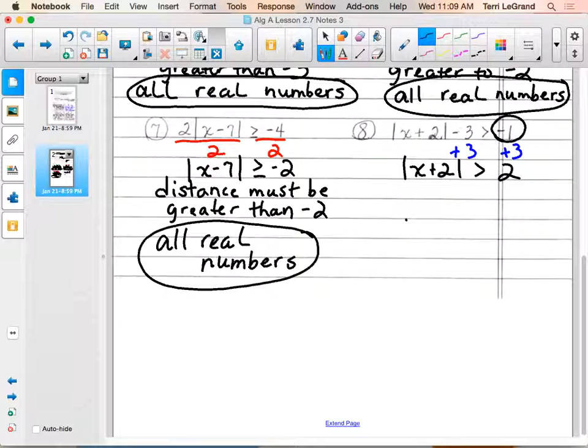This is an OR one, isn't it? Yes. X is less than -2. Those are all the numbers that have a distance of more than 2 units going that direction. Or x is greater than 2. Have we got the solution or do we have another step to do? Is x by itself? Yeah, so this is our solution for this one.